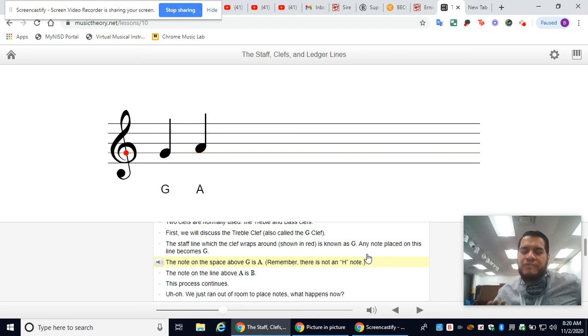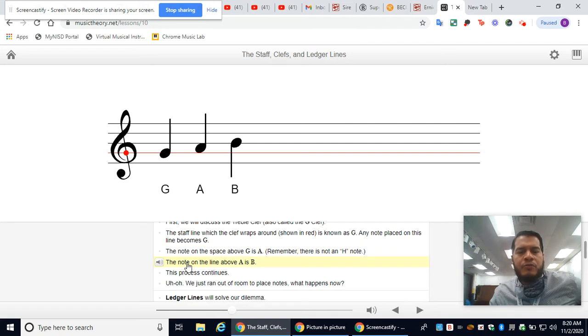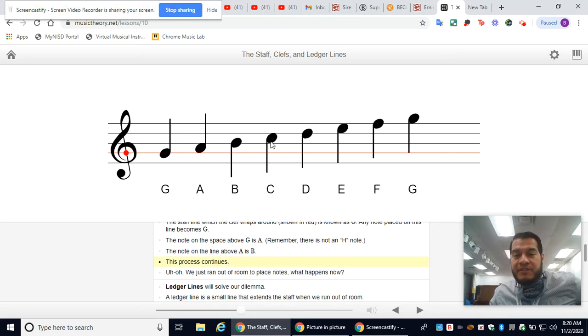So in music, we use the first 7 letters of the alphabet because there's 7 sounds in a major scale in Western tonal music. So we use A, B, C, D, E, F, G, and we do not go on to H. We start at A again, okay? Because there's only 7 pitches in a major scale, okay? Now, it says the note on the line above A is called B. And then the process continues. C in the space, D on the line, E in the space, F on the line, and then right above the staff sits the higher G. Okay.